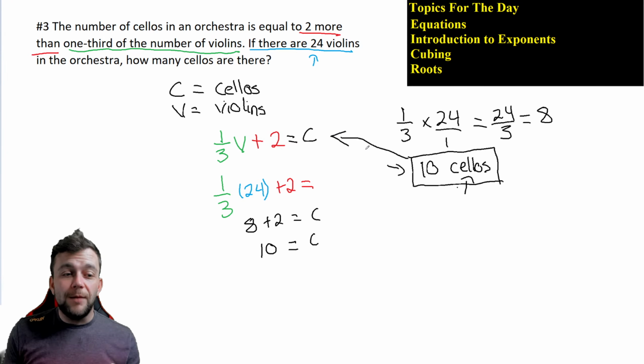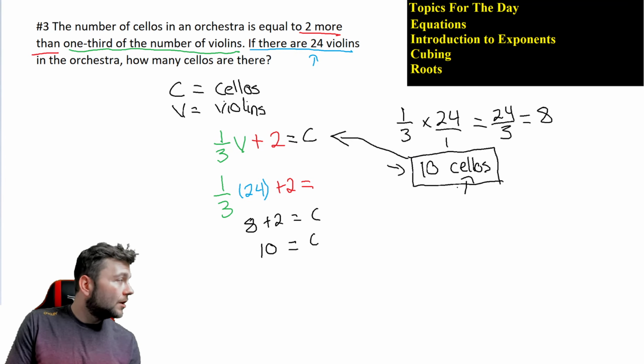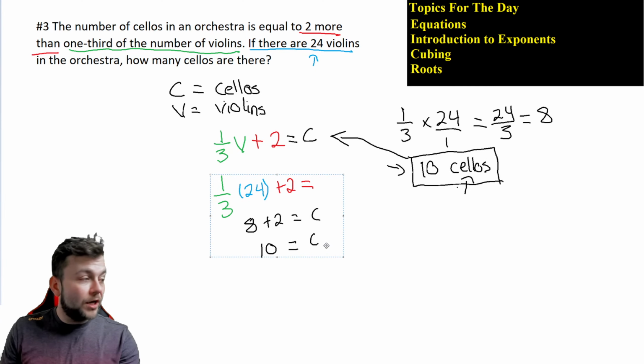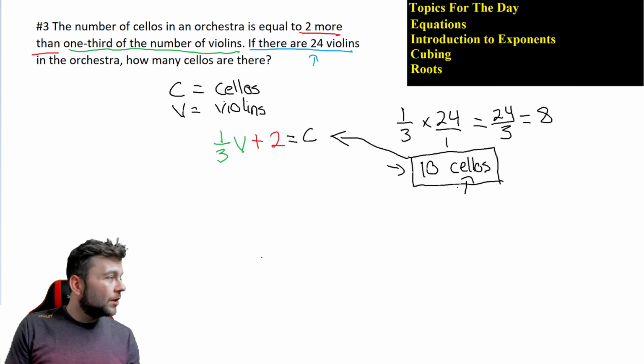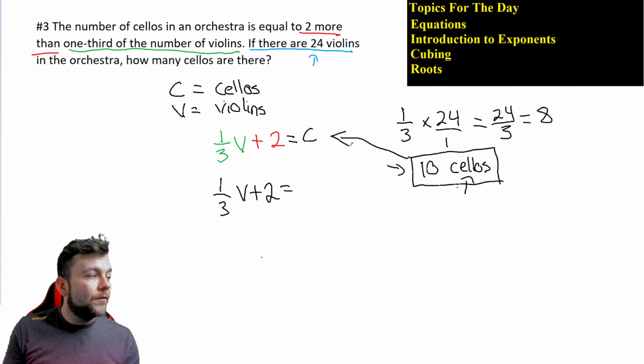This is called a check step. Very important to do a check step. So we're going to plug this back into the equation and just double check that we have everything correct. So let's go ahead and do that right now. We have our 1/3 V plus 2. And now, instead of the 24 violins, we're going to put our 10 cellos in.